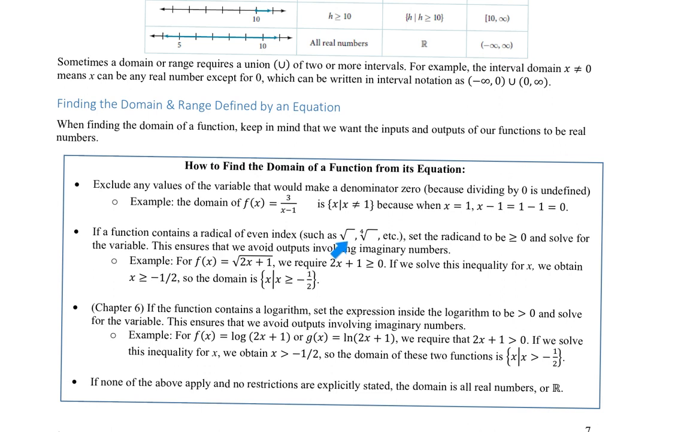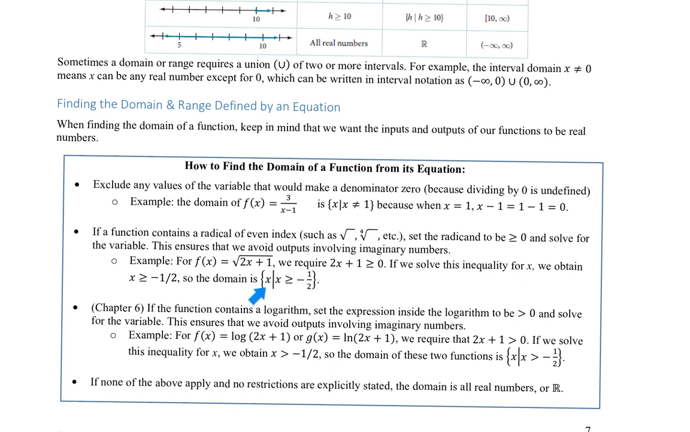When you see a square root or a fourth root or any radical with an even index, we know that underneath the square root cannot be a negative number. So we would set our expression to greater than or equal to 0. For instance, if we have root 2x plus 1, our index here is assumed to be a 2. We know that 2x plus 1 must always be greater than or equal to 0. And if we solve for this, we'll see that x must always be greater than or equal to negative 1/2.